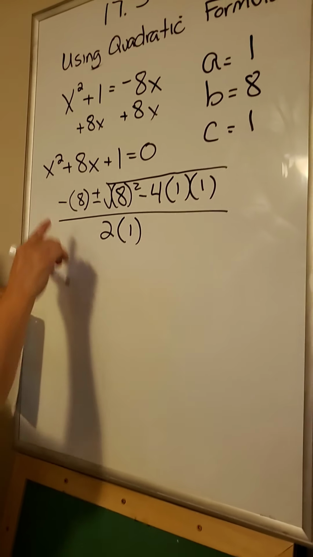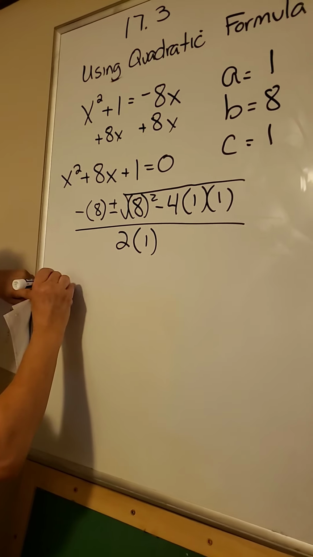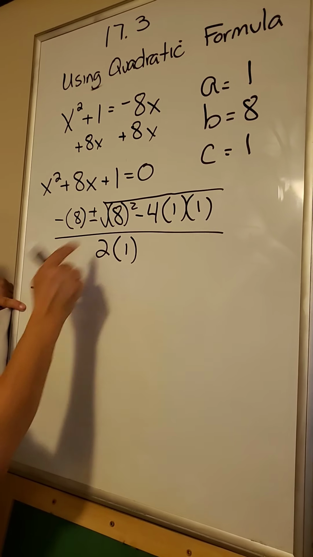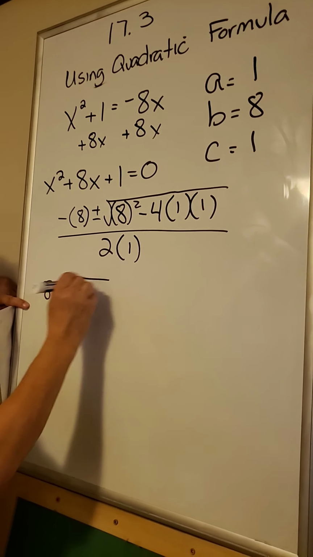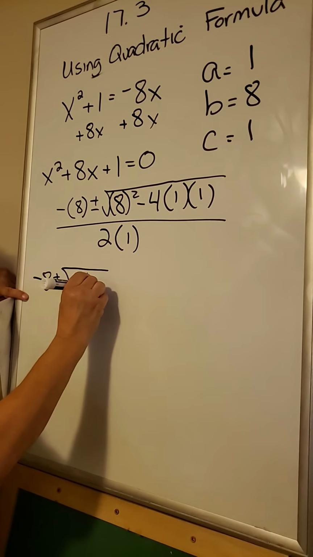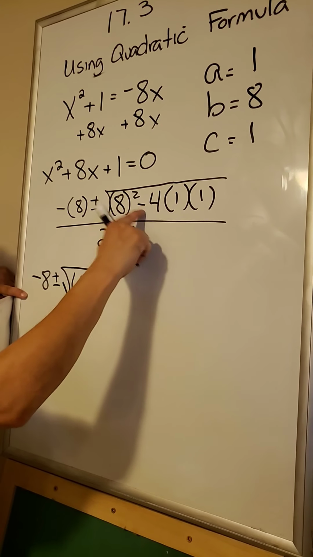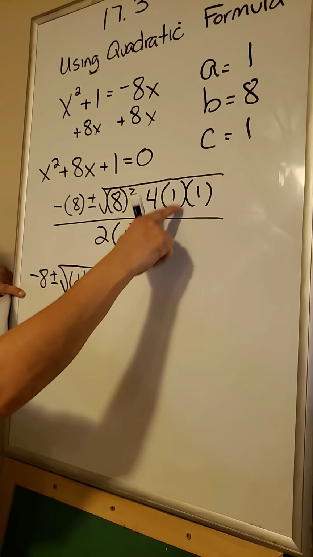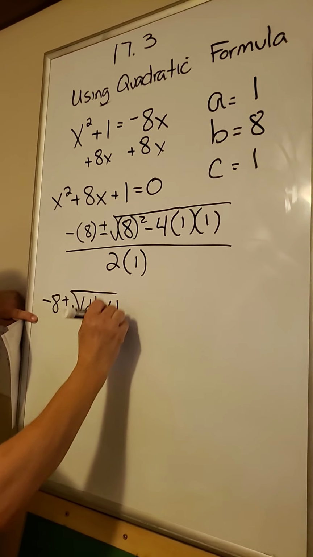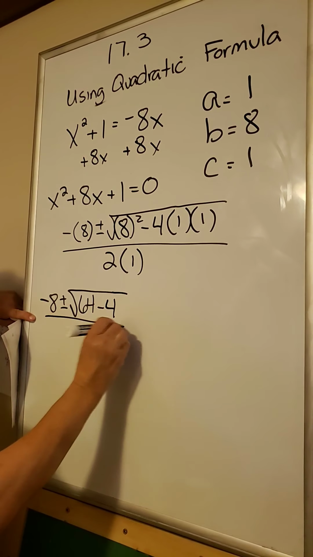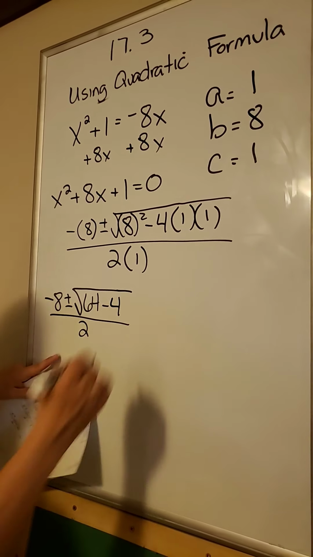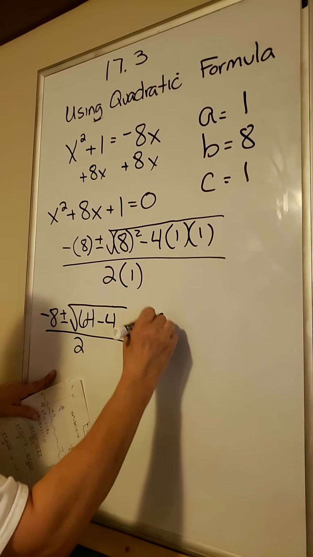Okay, now we got to solve it. So this is going to give us negative 8 plus or minus the square root of 8 squared, which is 64, minus 4 times 1 times negative 4, over 2. Then we can go ahead and simplify this.